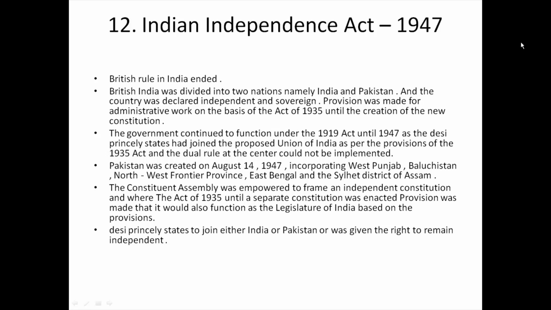The Constituent Assembly was empowered to frame an independent constitution, and until a separate constitution was enacted, provision was made that it would also function as the legislature of India based on the provisions of the 1935 Act. The princely states were given the right to join either India or Pakistan or to remain independent.